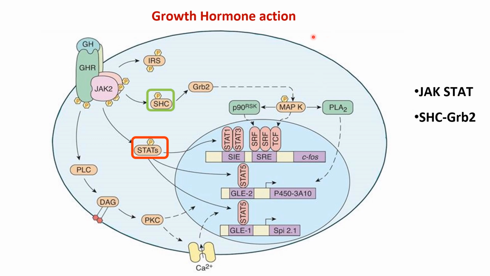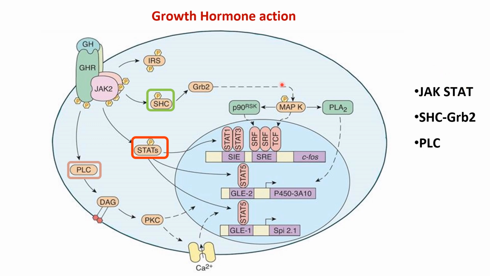The next one is the HHC-GRB2 pathway. The JAK2 phosphorylates the intracellular protein called HHC, which in turn activates the GRB2 protein. This GRB2 protein stimulates the MAP kinases that induce various gene transcription in the nucleus.